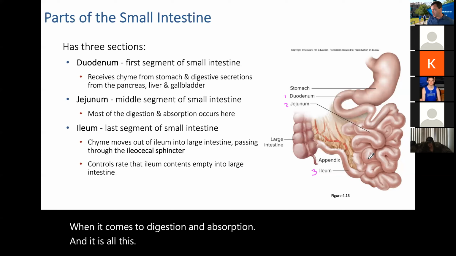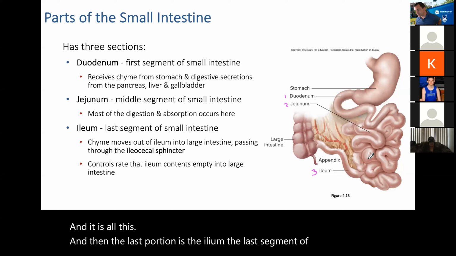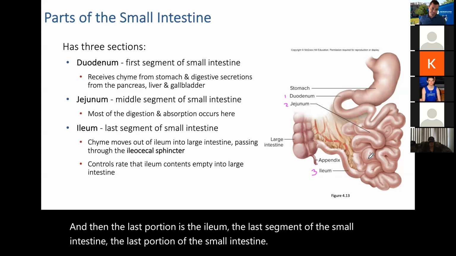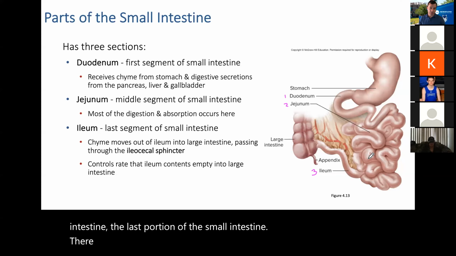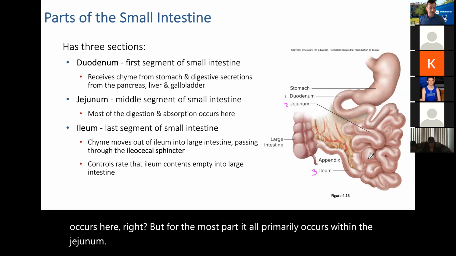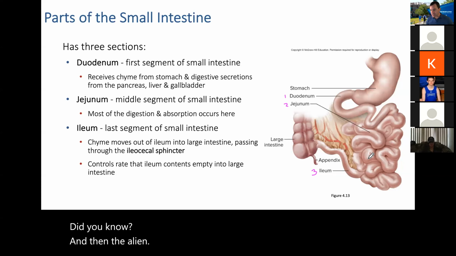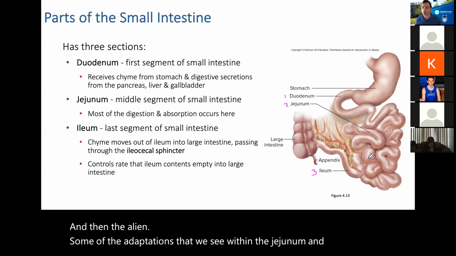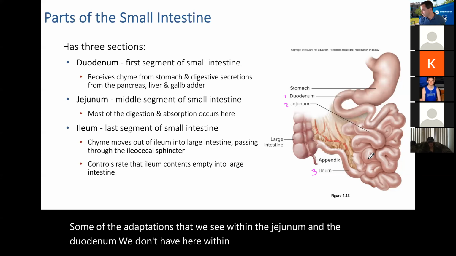And then the last portion is the ileum, the last segment of the small intestine. There is some digestion that occurs here. There is some absorption that occurs here. But for the most part, it all primarily occurs within the jejunum. Some of the adaptations that we see within the jejunum and the duodenum, we don't have here within the ileum. And we'll point out some of those here in a little bit.